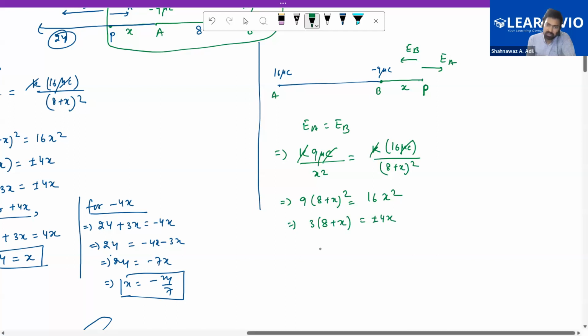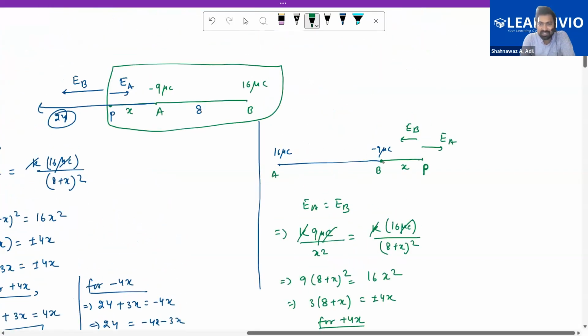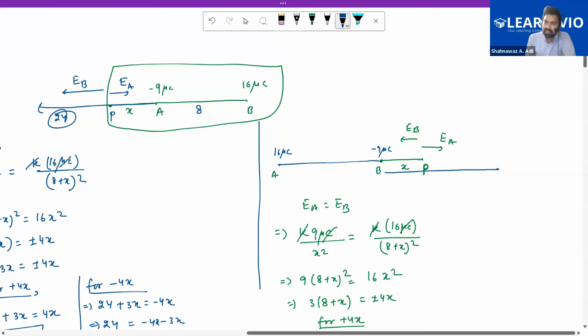If we take plus 4X, this is 24 plus 3X equals 4X. So now what are you seeing? 24. We are getting the same answer, but what is the direction? This X is where? The direction is right. Yes, so this is 24 centimeter.